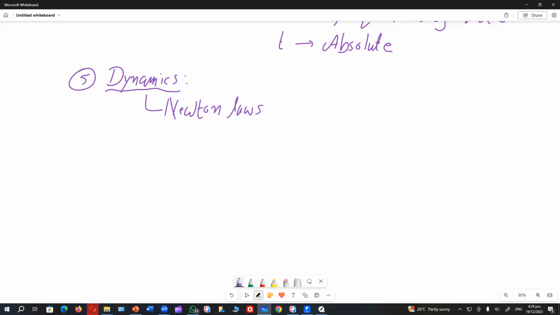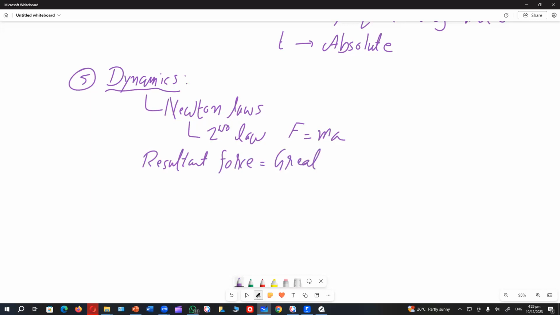Among the Newton laws, the most important one is Newton second law, which says F is equal to ma. F here means resultant force. Now we have a formula which is very important to remember. Resultant force is equal to greater force minus smaller force. Resultant force is equal to ma.